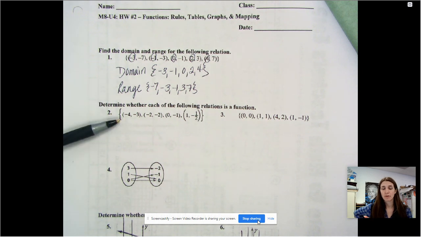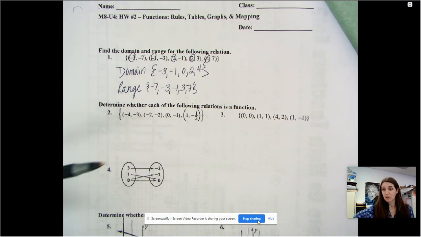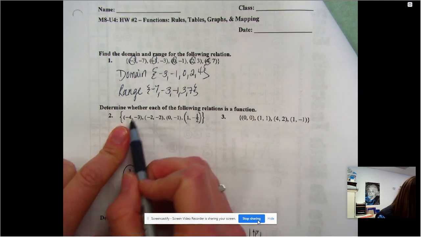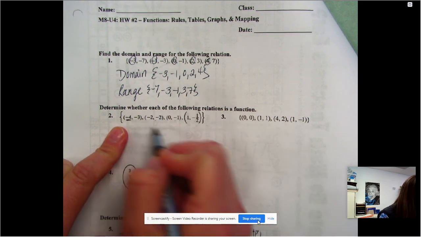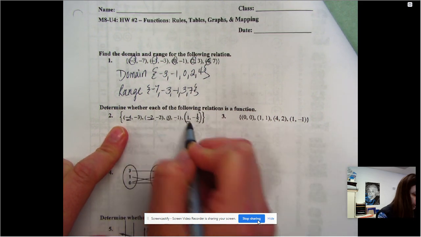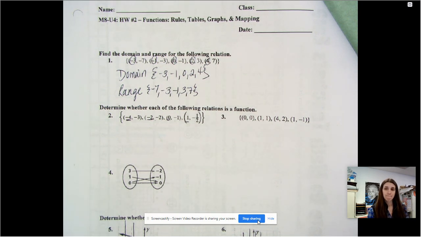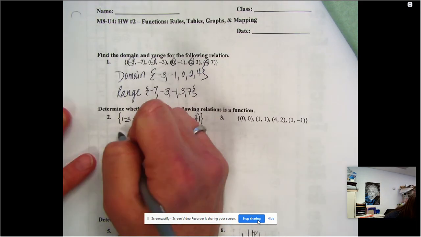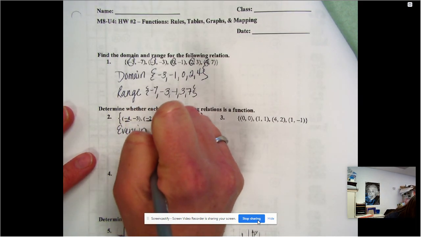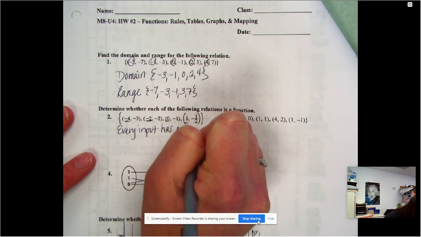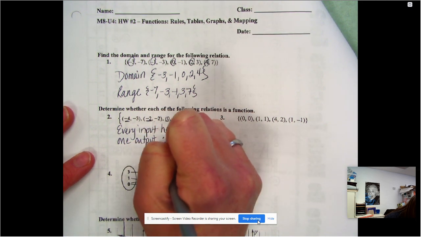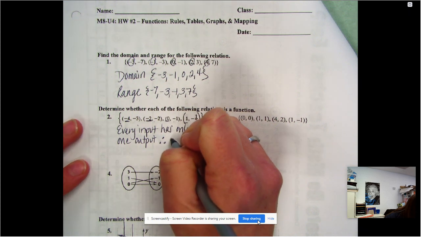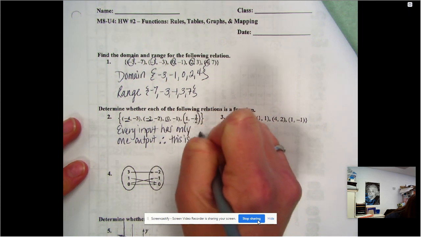So let's determine whether each of these relationships is a function. Let's look at number 2. In the curly brackets, we again have ordered pairs listed. We have a -4 for our input, a -2, a 0, and a 1. Are there any inputs being repeated? No. So every input has only one output. Now we're going to use that fancy therefore: therefore, this is a function.